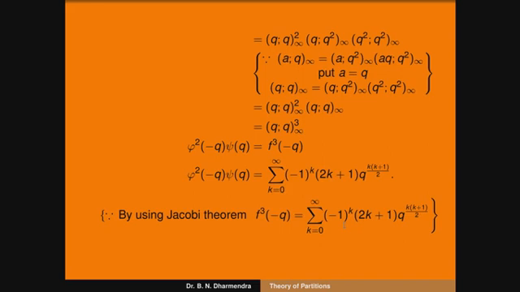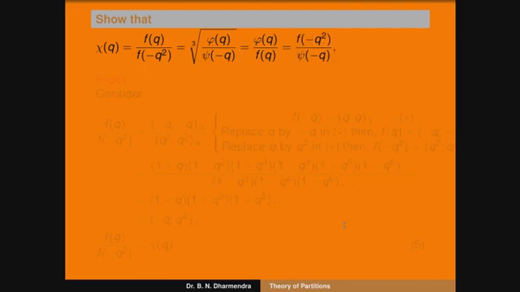Okay. Now, we shall move on to the next one. You can show that chi of q is equal to f of q divided by f of minus q square, that is equal to the cube root of phi of q divided by xi of minus q, that is equal to phi of q divided by f of q, that is also equal to f of minus q square divided by xi of minus q. There are three special cases of ratios of theta functions that can be written in terms of chi of q. Let us consider the first one, f of q divided by f of minus q square.